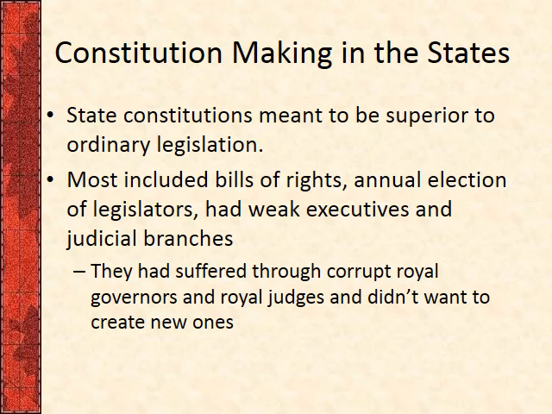And so most of the states in the founding of our country created these state constitutions, which were meant to be superior to any type of law that the state governments would later pass. Most of these state constitutions included a Bill of Rights, and they looked a lot like our federal Bill of Rights, which we'll talk about later. A lot of the states in their constitutions provided for the annual election of legislators, which means that they had to campaign and be elected or re-elected every single year.